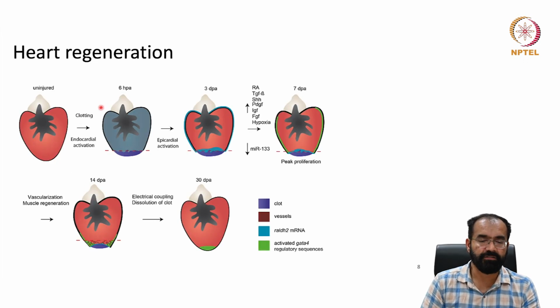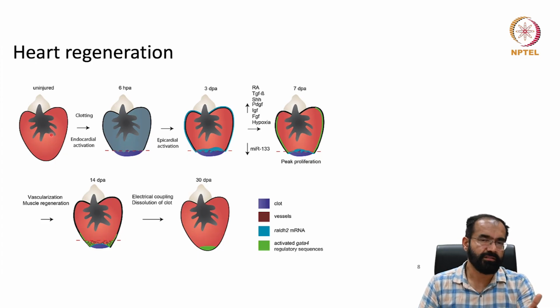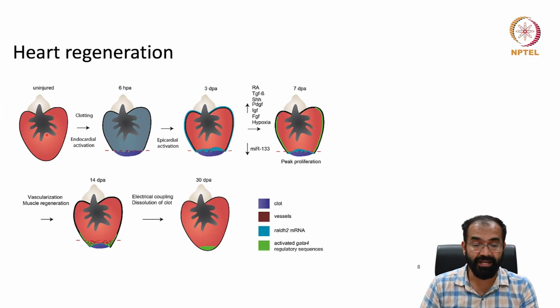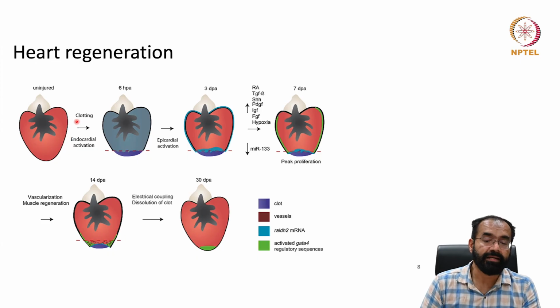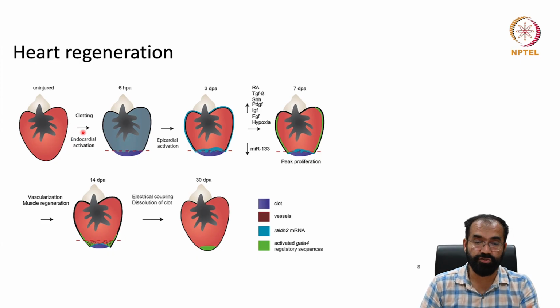You can see here in this picture heart regeneration. You can see this is an uninjured heart. This is basically the SA node, AV node, those you call the pacemaker region. And you can see soon after injury there will be blood, and blood will get, 6 hours post amputation, 6 HPA.